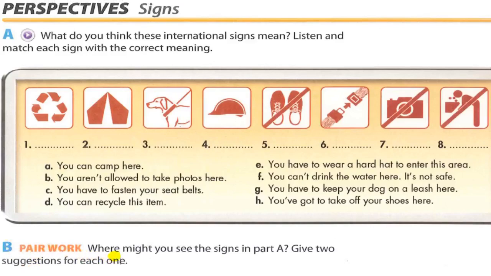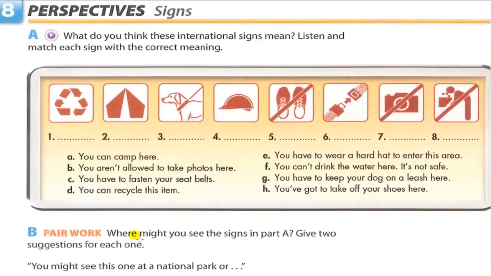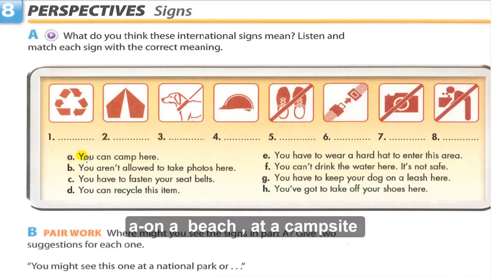B. Pair work. Where might you see the signs in part A? Give two suggestions for each one. In number B, you will tell the class, where can you find the sign? Where can you find this picture? For example, A. You can camp here. So, where can you find this sign? On a beach, at a campsite.